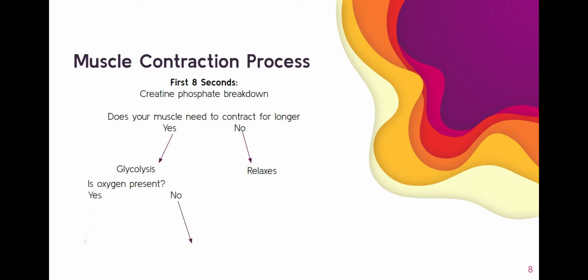If oxygen is present, I was reading this backwards, then we will have aerobic respiration. Again, in the mitochondria producing a lot of ATP. If oxygen is not present, we're going to go through anaerobic respiration, which again, is not a lot of ATP, just 2.